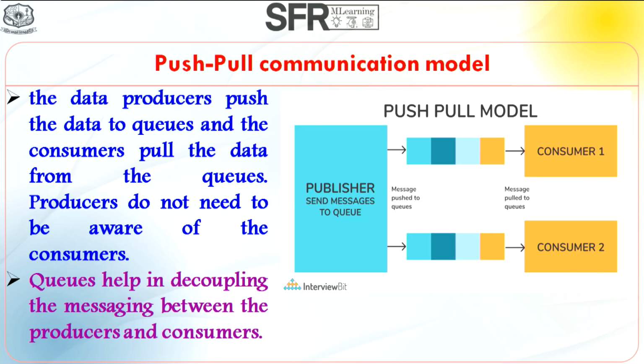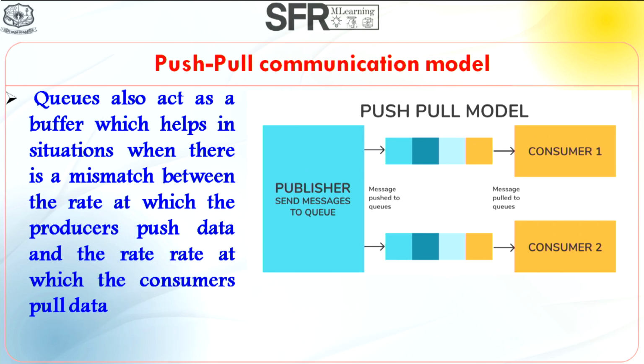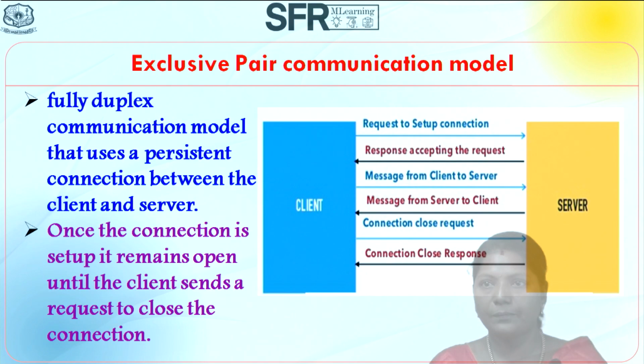In the push-pull communication model, the data producers push the data into the queue and the consumers pull the data from the queue. The producers do not need to be aware of the consumers. The queues help in decoupling the messaging between the producers and consumers. The queues also act as a buffer, which helps when there is a mismatch between the rate at which the producer pushes the data and the rate at which the consumer pulls the data.